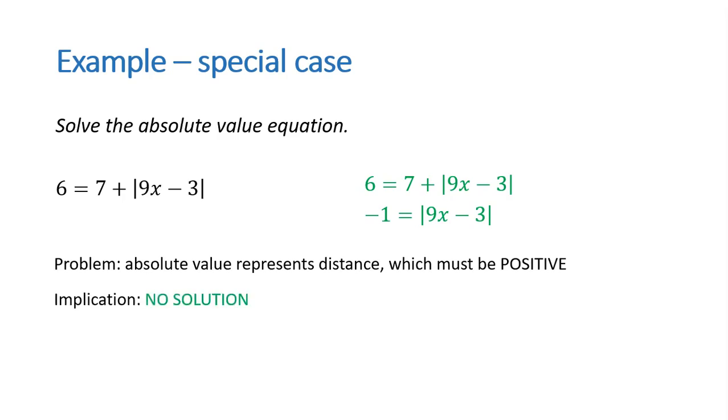So absolute value always has to be equal to a positive number because it represents a distance. So if you have an equation, once the absolute value is isolated, if it is equal to a negative number, that means there is no solution for this equation. There's no value of x that would make this equation true. So that is one special case for absolute value equations. Once the absolute value is isolated, if it's equal to a negative, there is no solution.